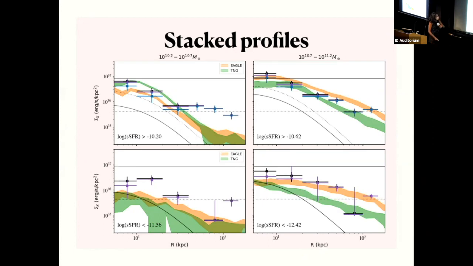And there's really a lot of information right here. So first of all, the simulations, surprisingly, well, I shouldn't say surprisingly, the simulations don't do a bad job, despite the fact that they weren't designed to reproduce the CGM. There really weren't these observations available when Eagle or TNG were calibrated. So it is promising that to first order, the feedback prescriptions are producing CGMs that look something like what we observed.